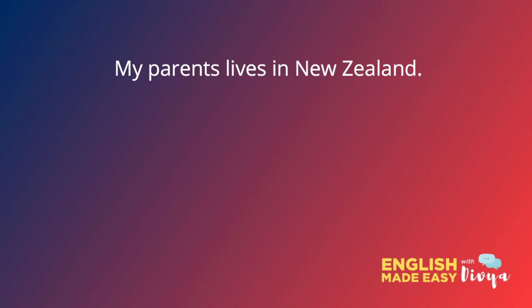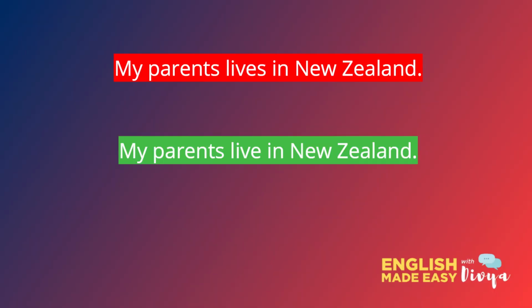The next sentence is, my parents lives in New Zealand. So when I say my parents lives in New Zealand, the verb should agree with the subject. The subject is plural, so the verb should be plural at the same time. So had it been parent, it would be parent lives, but my parents live in New Zealand.